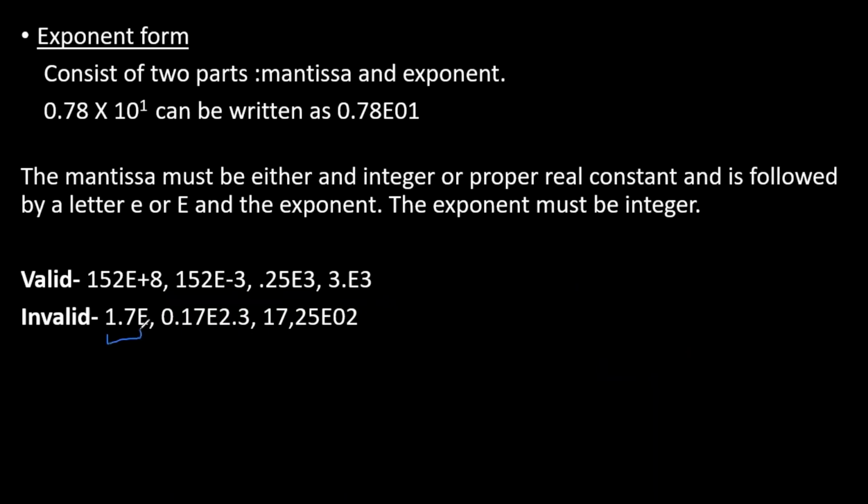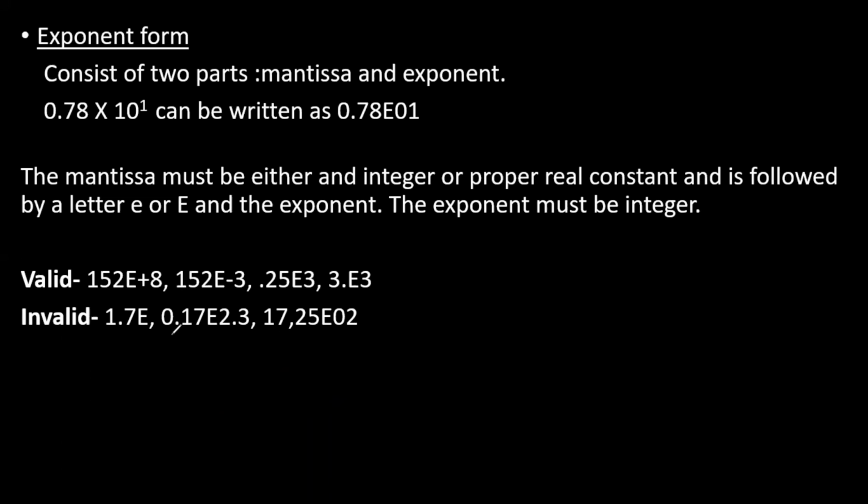Okay. Now let's see some invalid cases. Now this is invalid. Why? Try to convert it into the original form. Let's write 1.7 is mantissa. Now into, replace E with 10. Okay, 10. Now what is the power? Power is not mentioned. You should know the power if you're writing in this form. So that's why it is invalid.